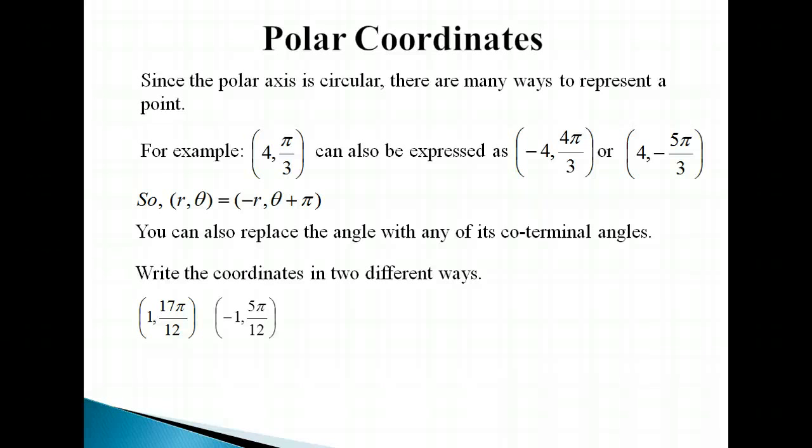Now in this case I subtracted pi because I started off with a large angle. So 17 pi over 12 minus pi is the same as subtracting 12 12ths pi, so I got 5 12ths pi. And then I could also find coterminal angles, and in this case I subtracted 2 pi to get a coterminal angle and I got negative 7 12ths pi. So there's at least 2 different ways for you to rewrite the coordinates.